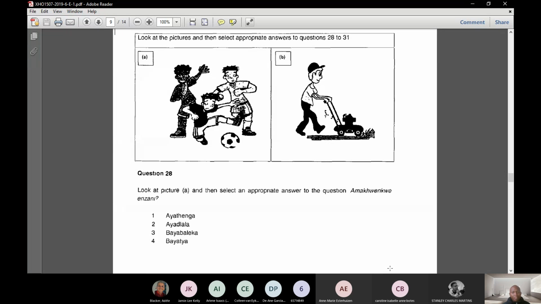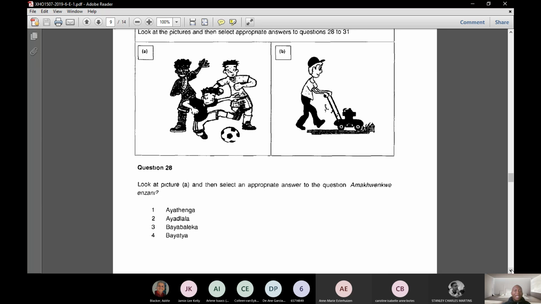Now it's amakhwenkwe. So what is the subject concord for ama? If you have read the noun classes, okay, let me give you the answer. Amakhwenkwe ayadlala, meaning the boys are playing. You can see they are kicking the ball. The first option, ayathenga, means they are buying. The second option is ayadlala, they are playing. The third option is bayabaleka, they are running. The fourth option is bayatya, they are eating. So the correct one is number 2, ayadlala.